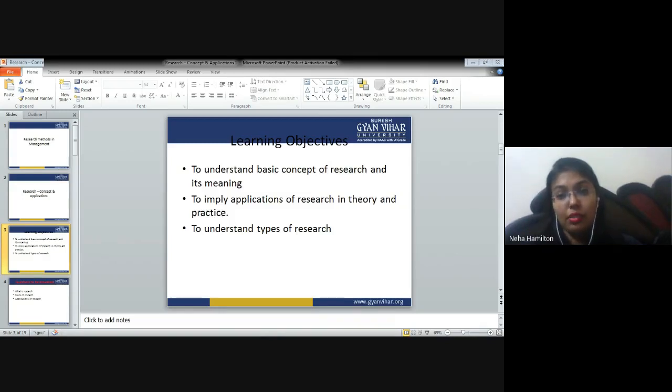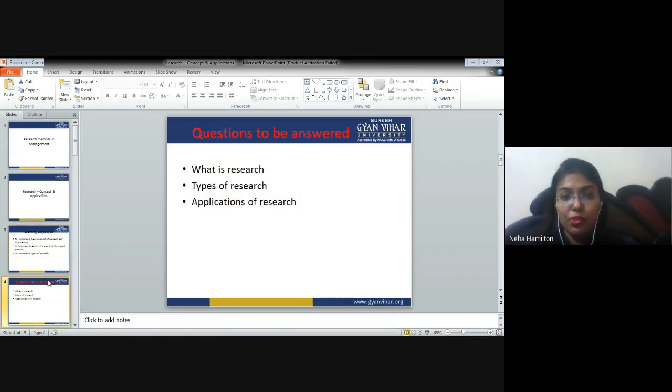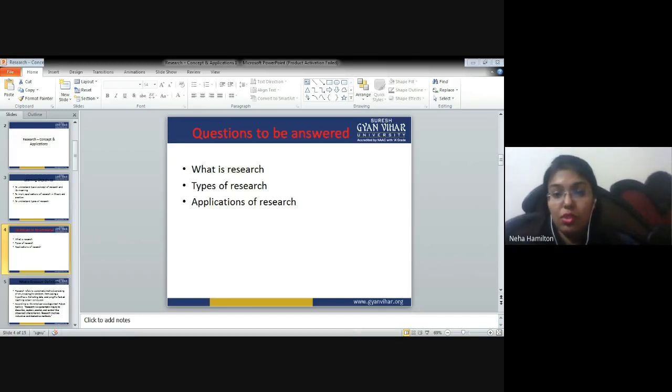That means what are the categories of research. This also we are going to understand in this lecture of research. So these are my learning objectives for today. These are the questions that you will be able to answer if you attend this lecture of 45 minutes, which is what is the research, types of research, and applications of research. You will be able to understand the concept of research, the types of research, categories of research, and definitely the applications of research. Right? It is also very important.